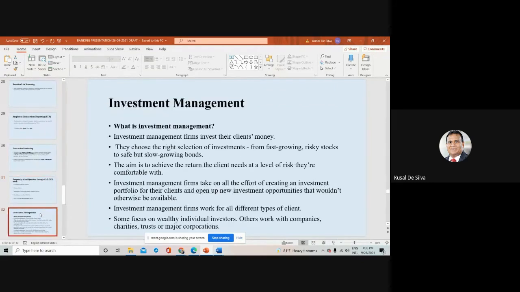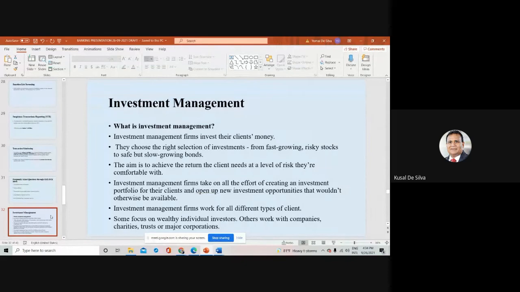Right. So let's move to investment banking. Only a few more slides. These are the services offered by the banks, rather specialized arms of the banks. Investment management firms invest their clients' money.